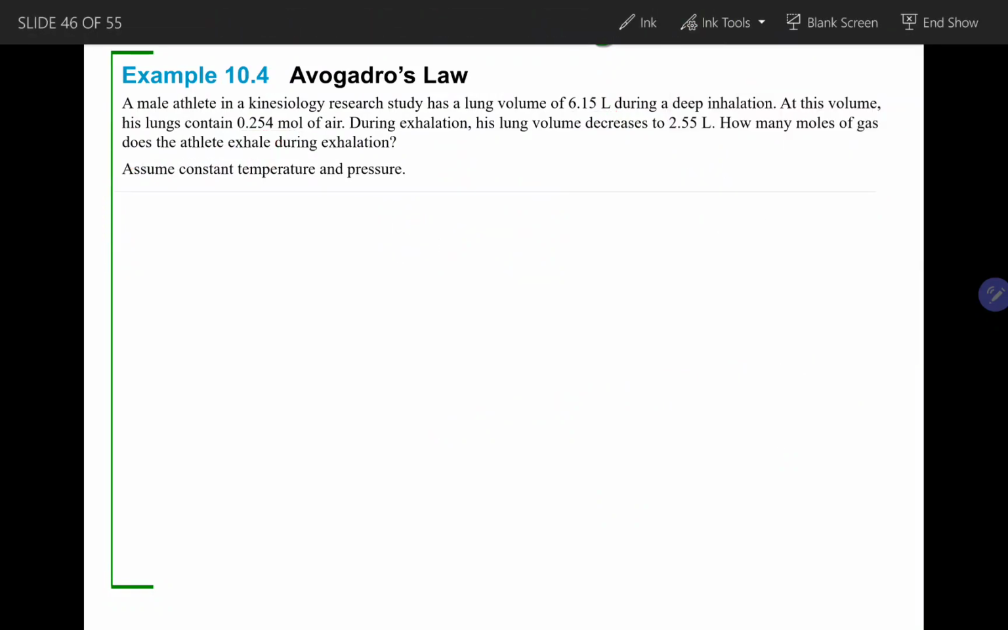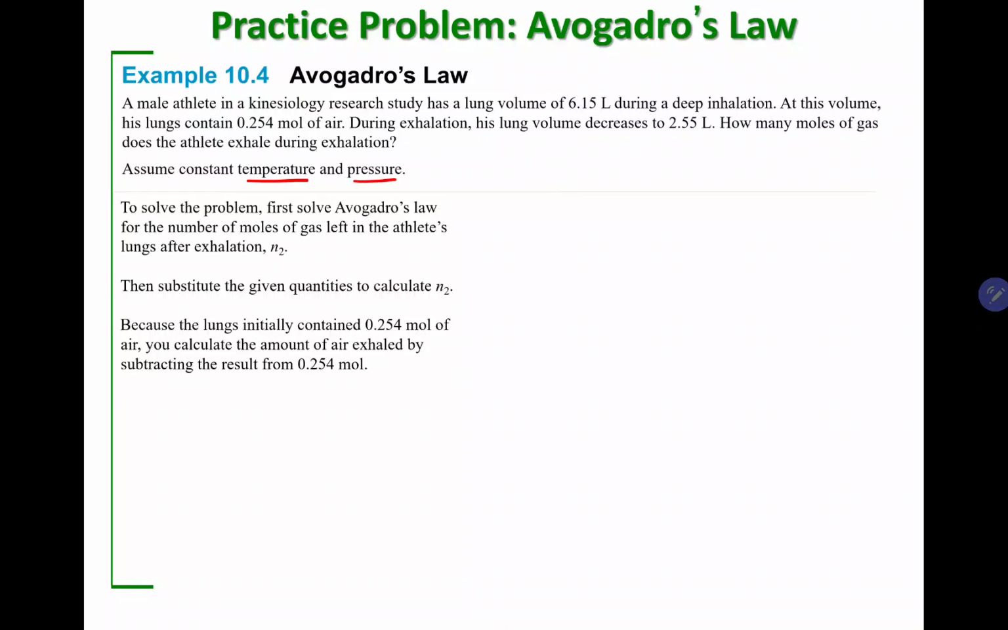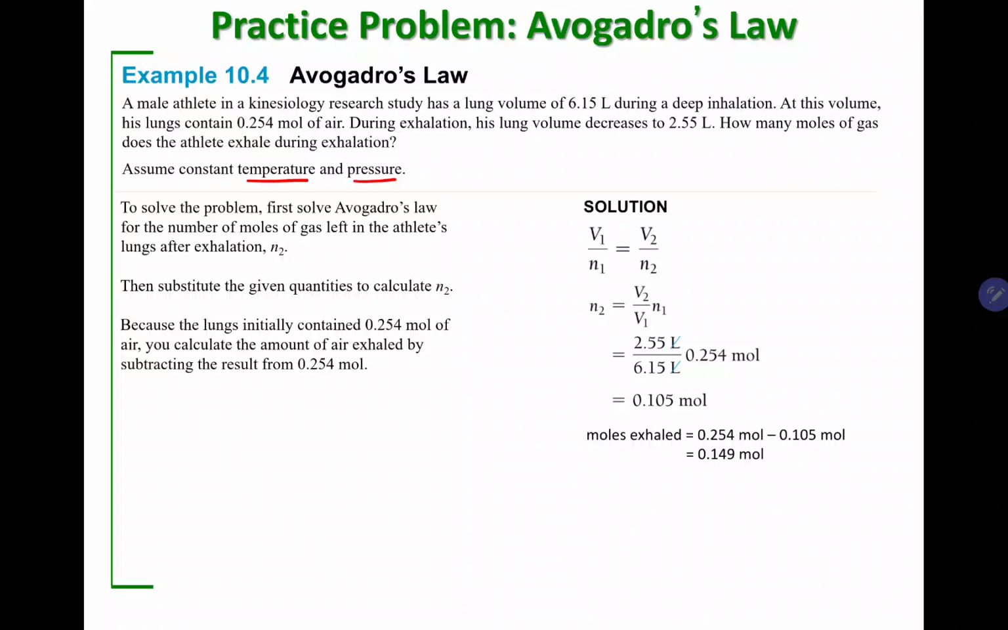So let's try this. Of course, you have to assume constant temperature and pressure. Otherwise, you couldn't use Avogadro's law. So we use Avogadro's law, which is V1 divided by N1 equals V2 divided by N2, and we have to figure out N2. So we need to rewrite Avogadro's law as a function of N2, and then substitute V2, V1 and N1. You get the number of moles, which is the remaining number of moles of gas in the lung.